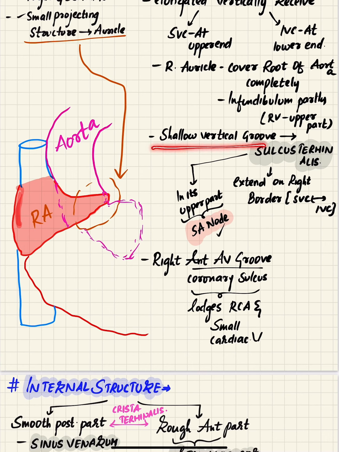Externally, we can see a shallow vertical groove called the sulcus terminalis that extends on the right border from the superior vena cava to the inferior vena cava. The sulcus terminalis in its upper part will have the SA node. So in its upper part, that is slightly in this region, we will have the SA node.